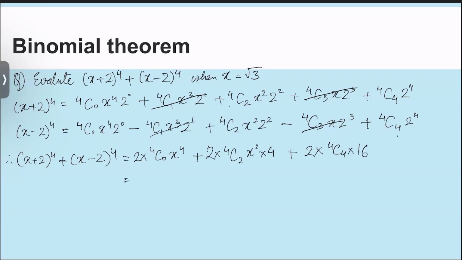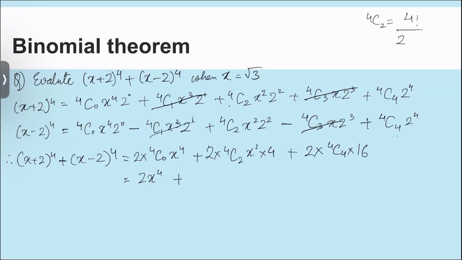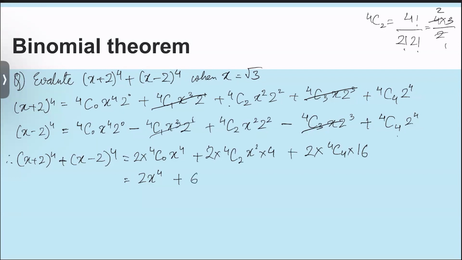Now you solve this further. Your 4C0 is going to be 1, so this is 2x^4. Then plus 4C2. If you calculate 4C2, you get 4 factorial upon 2 factorial times 2 factorial. So this will become 4 into 3, and if you cancel out 2 factorial and 2 factorial, 2 and 2, this is 6.